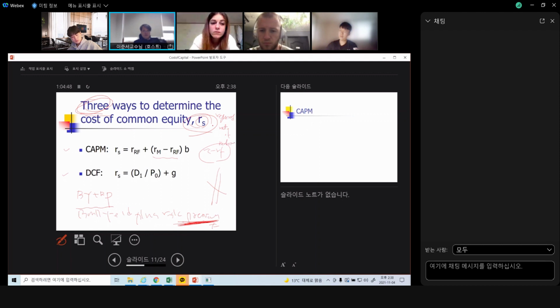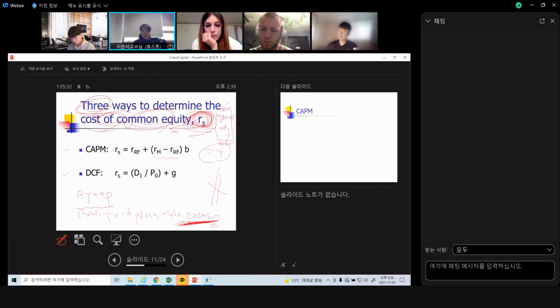As I told you several times, this required rate of return is measured from the point of view of the investor. So far we would say this is a required rate of return, but from the point of view of the company, this is the cost of capital, the cost of common equity. The name is changed, but the essence is the same, identical. From the point of the investor, this is the required rate of return. From the point of the company that borrows the money, that is the cost of common equity, right?